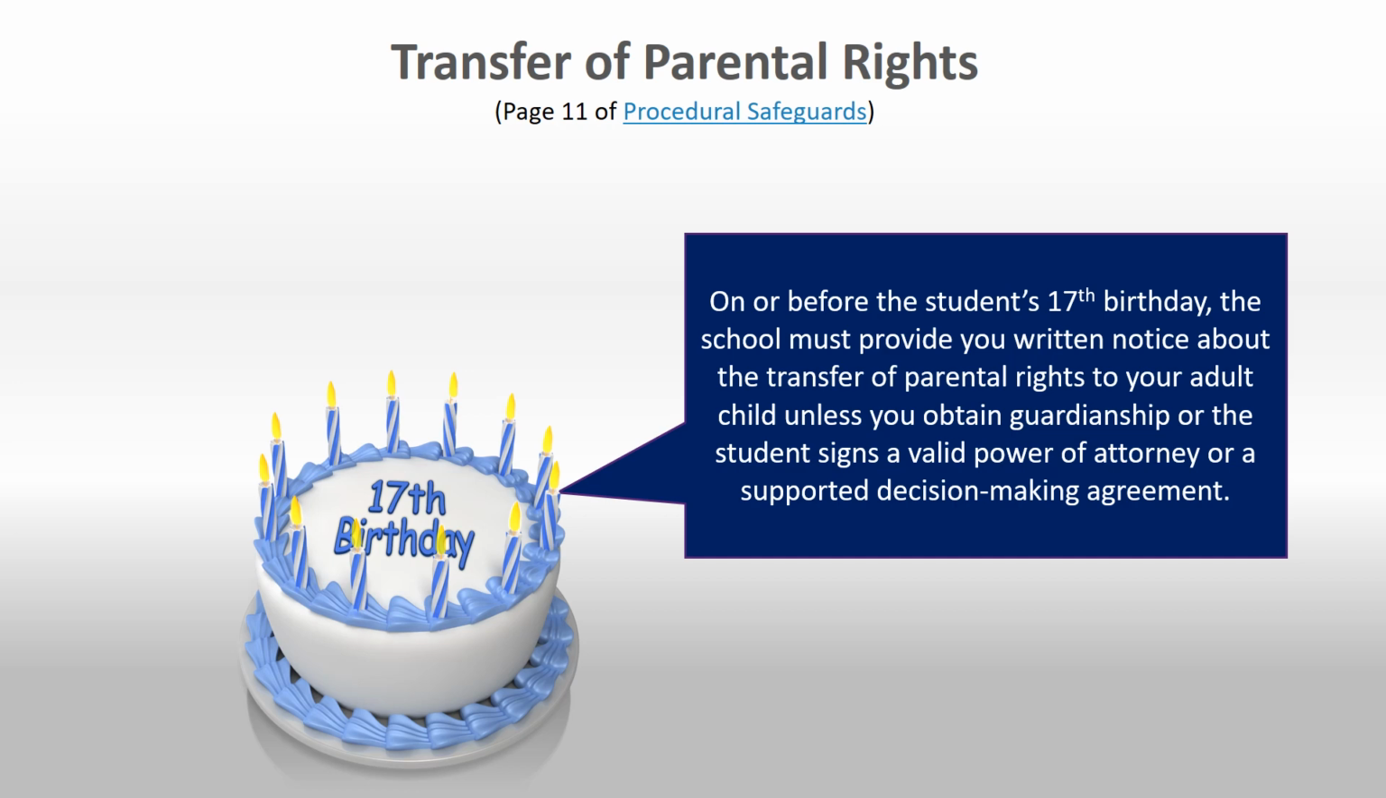On or before the student's 17th birthday, the school must provide you with written notice about the transfer of parental rights to your adult child unless you obtain guardianship or the student signs a valid power of attorney or a supported decision-making agreement.